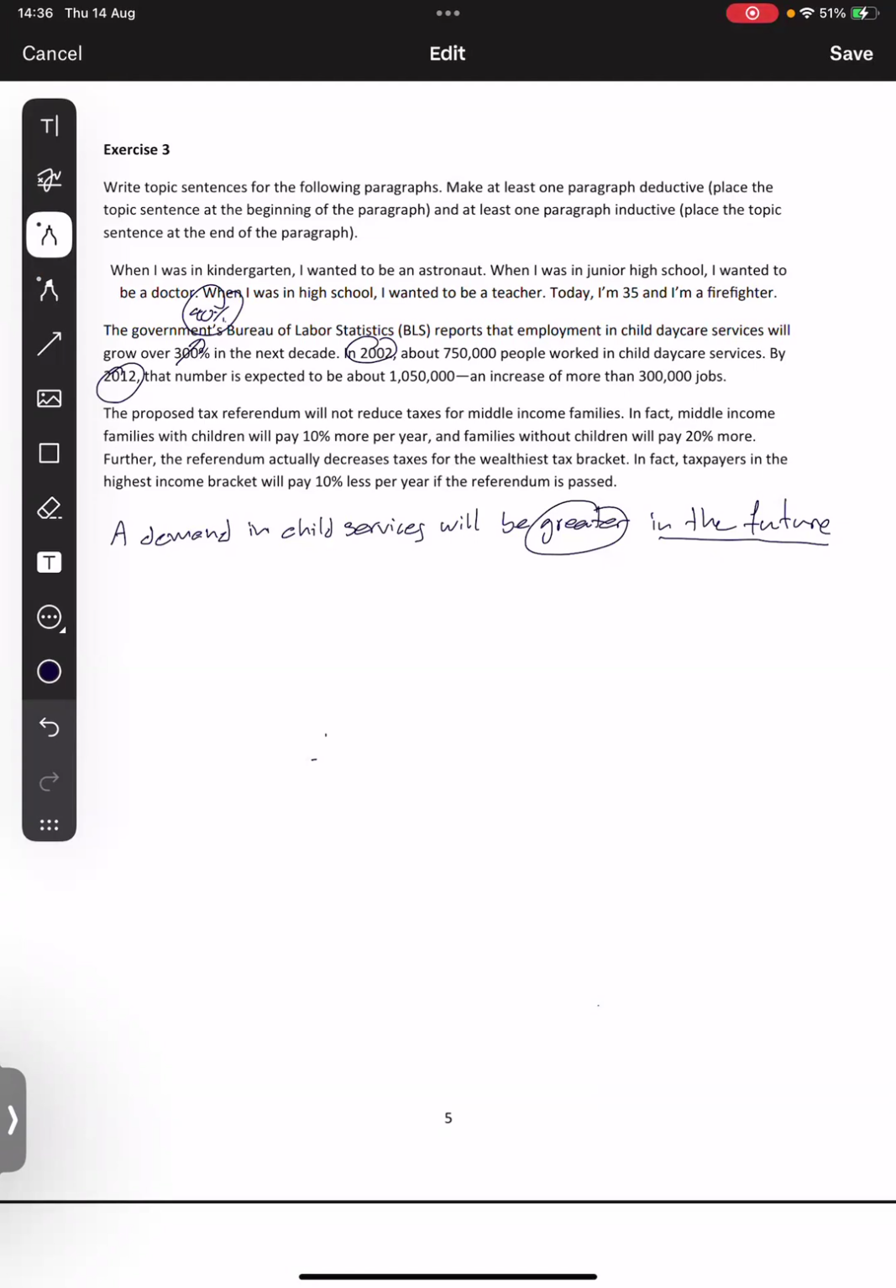So let's write a paragraph, okay? A demand in child service to be greater in the future. Okay, just to make this more interesting, let's also try to paraphrase. So we are going to avoid using the exact same phrasing, okay? We're going to try to paraphrase. Demand in child services to be greater in the future.